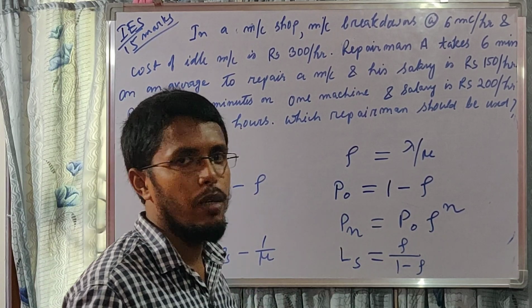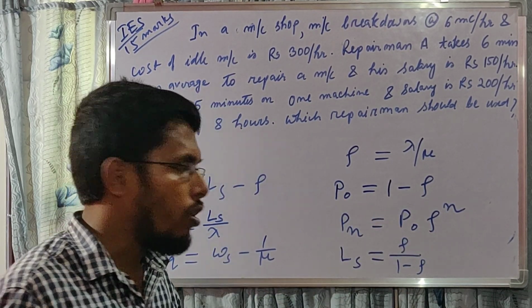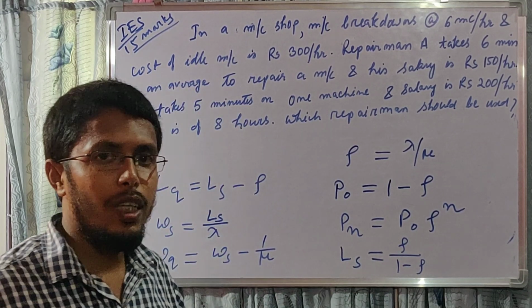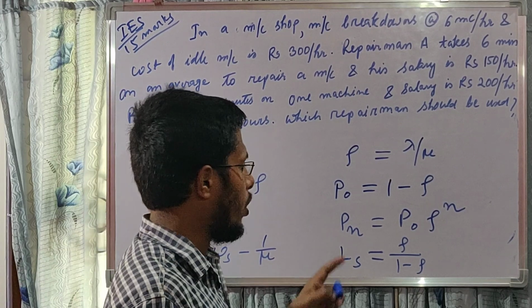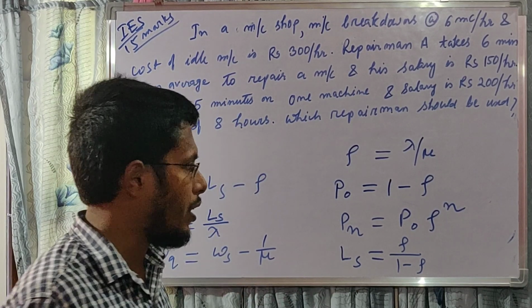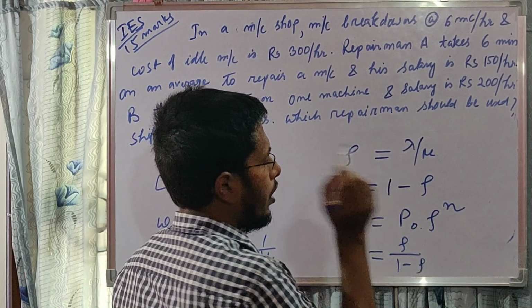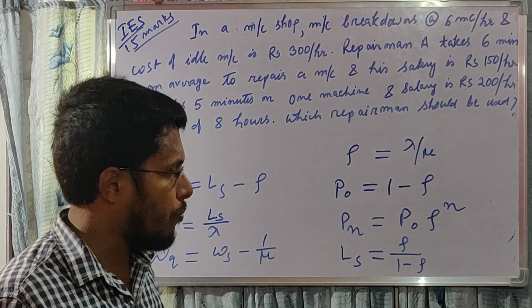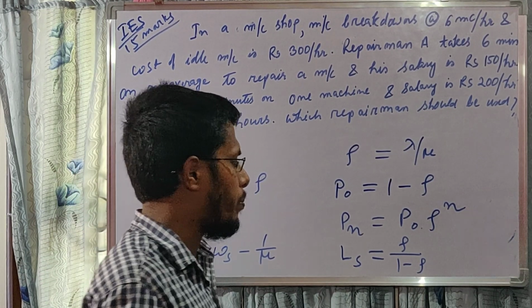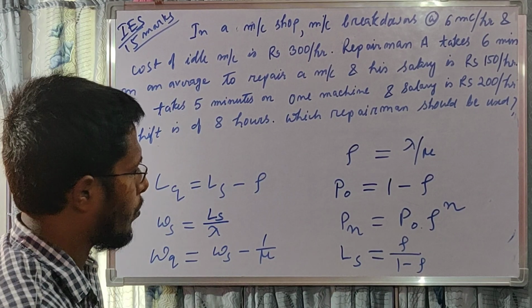Then P naught is the probability that the server is idle. It is given by 1 minus rho. Then Pn is the probability of having exactly n customers in the system, given by this formula: P naught into rho to the power n. Then the length of the system, or average number of customers in the system over a period of time, is given by rho upon 1 minus rho.